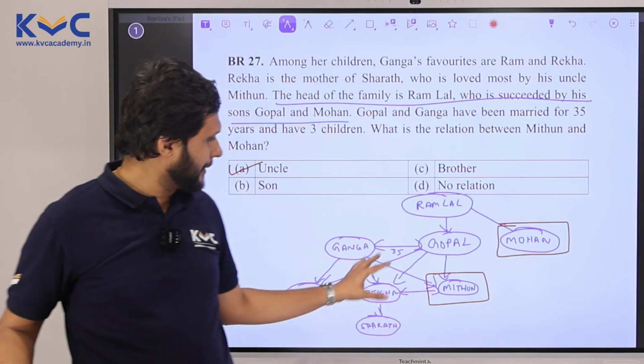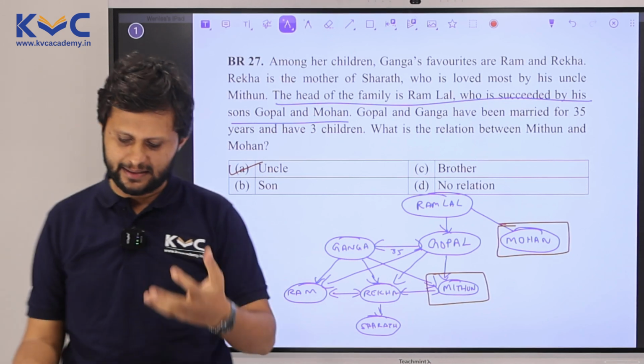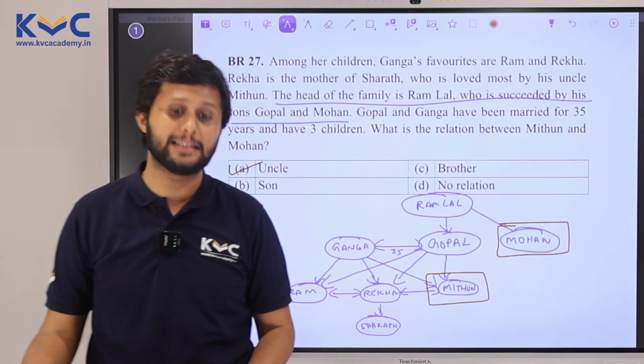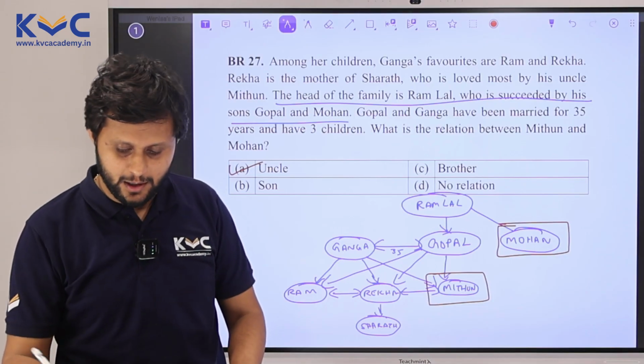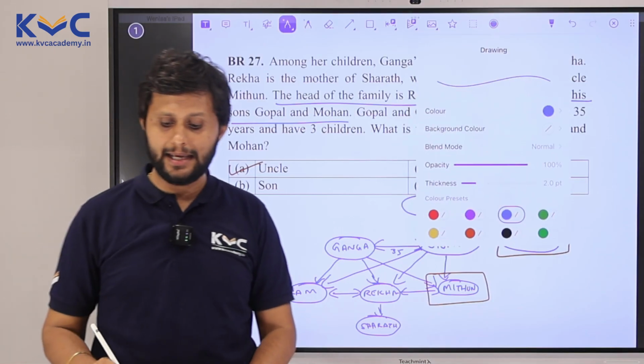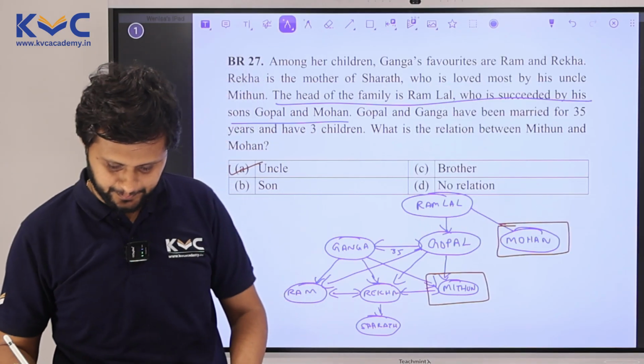Find a beautiful family tree, like two kids, third one is there, Mithun, and now we have to find what is his relation to Mohan. That's question number 27. Moving on, question number 28.